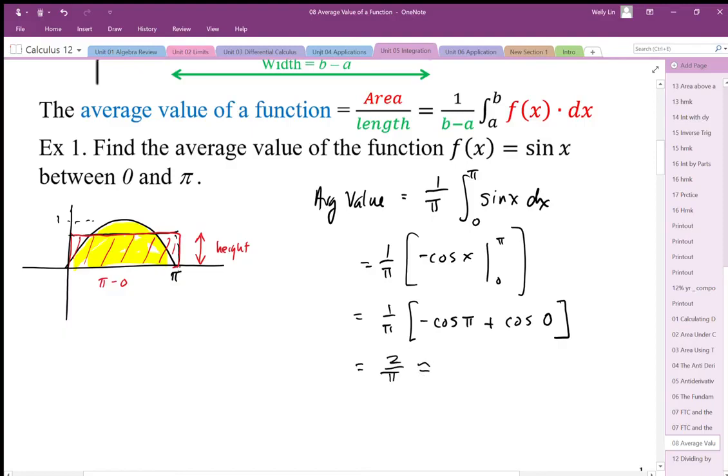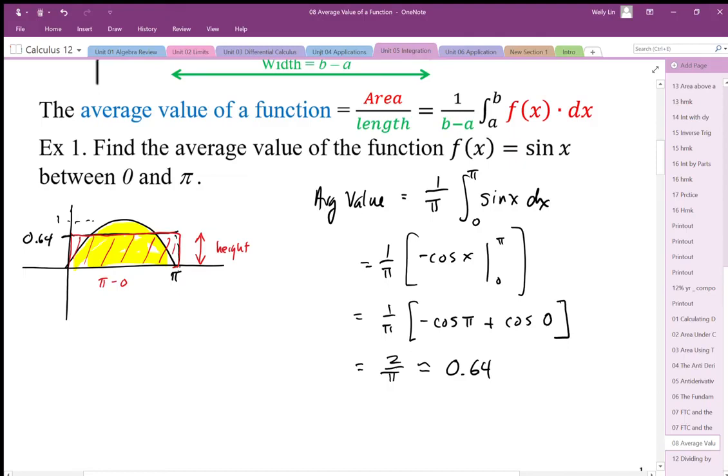And the decimal value, I'll plug that into a calculator here. As a decimal value, it's going to be about 0.6, somewhere around there. So 2 divided by pi is 0.64. That seems about right. It's about 2/3 of the way up. So 0.64 as my average height. That makes perfect sense.